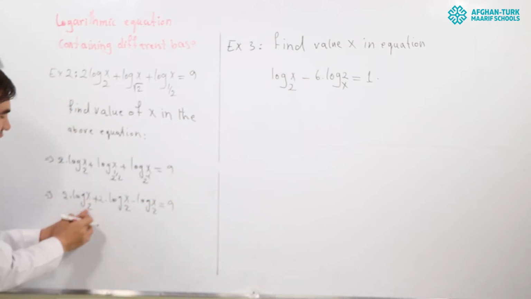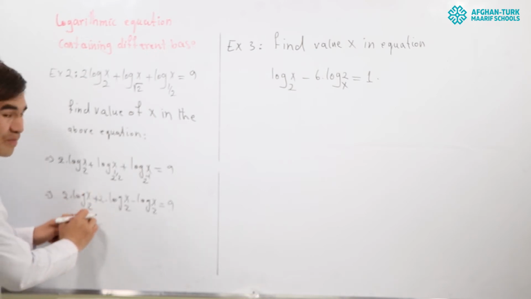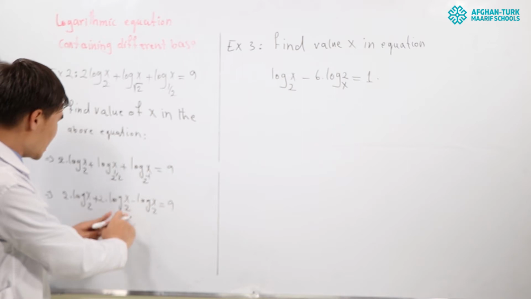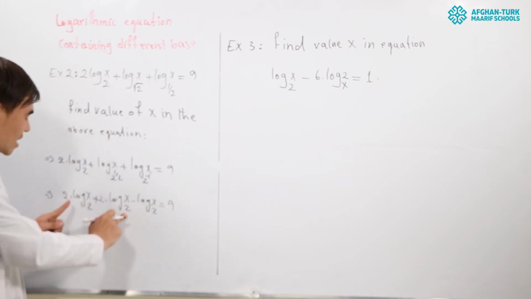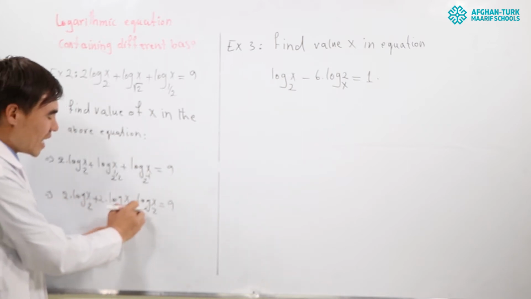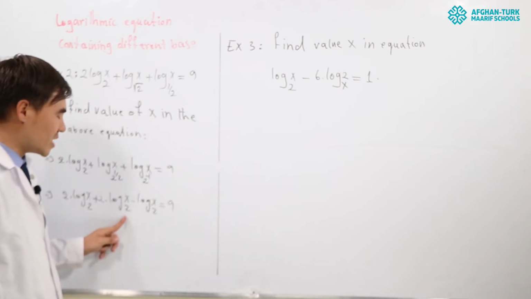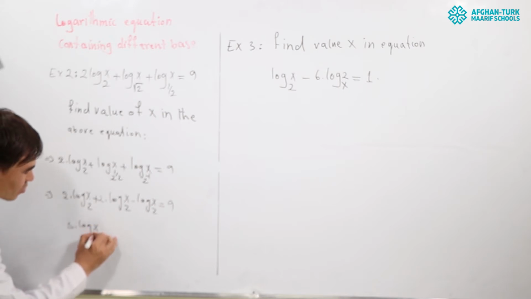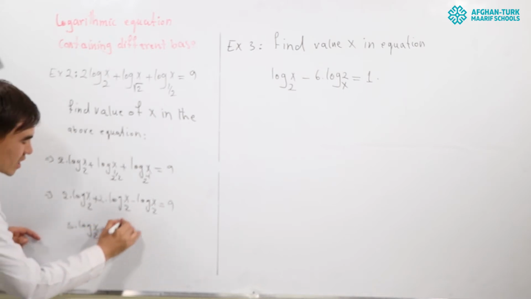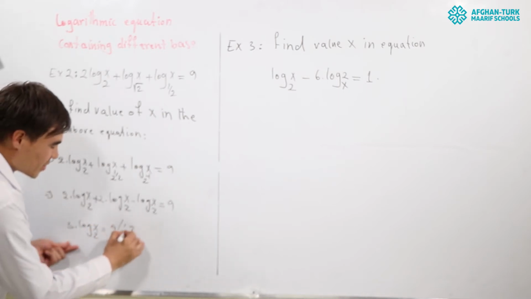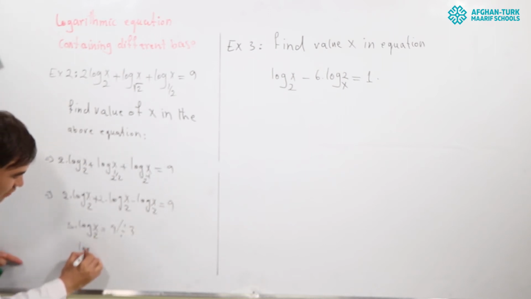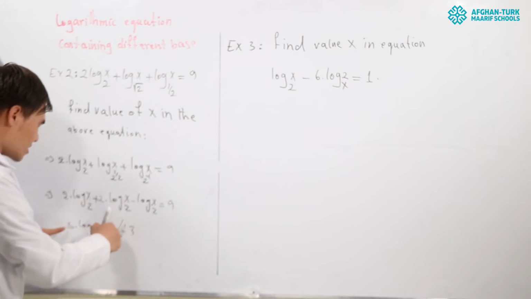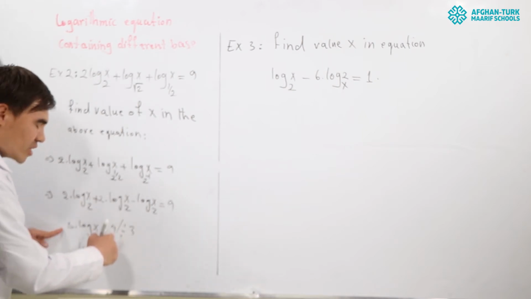Here we can simplify this one. 2 times log of x to the base 2 plus 2 times log of x to the base 2 will be 4 times log of x to the base 2. Negative 1 log of x to the base 2 will give 3 times log of x to base 2 will be number 9. When I divide both sides by number 3, I will have log of x to base 2 will be 9 divided by number 3, which will be 3.